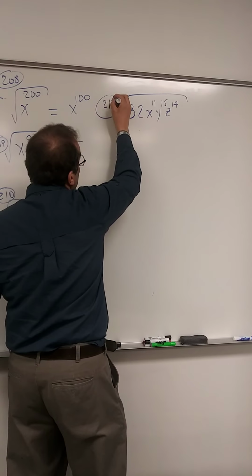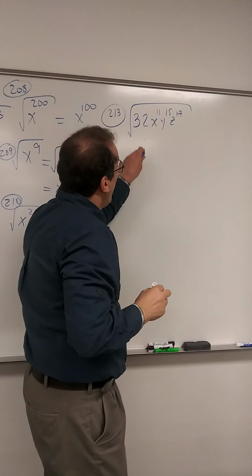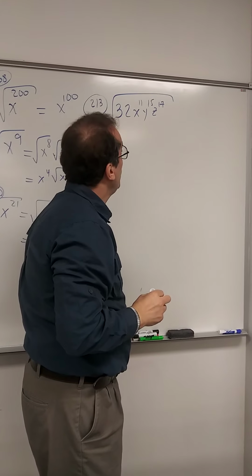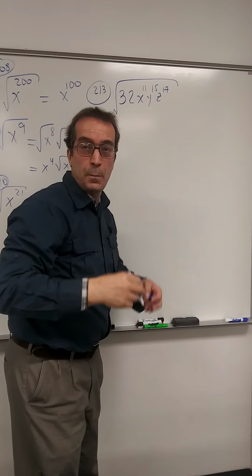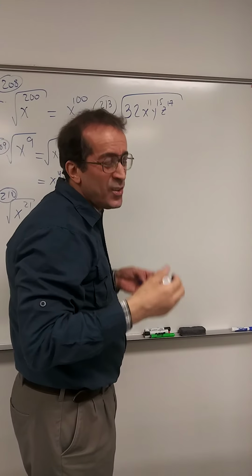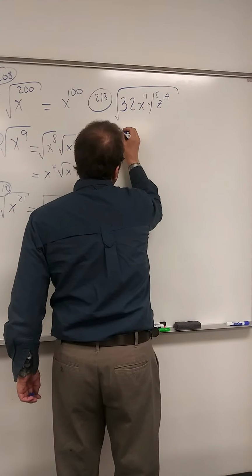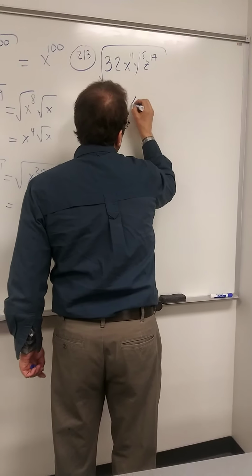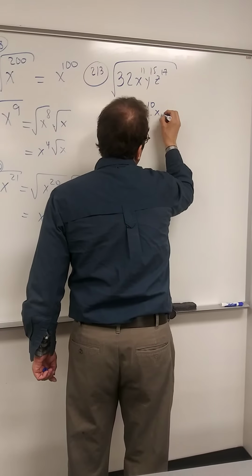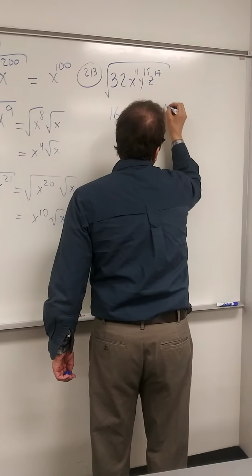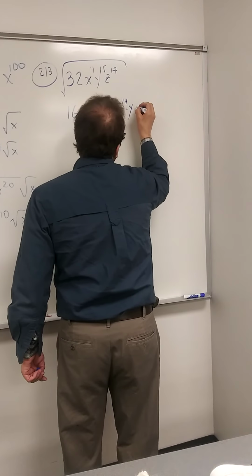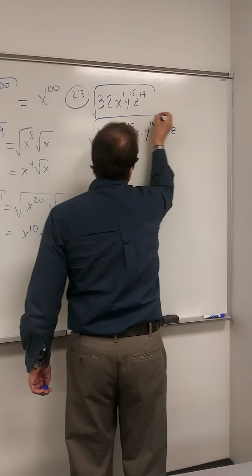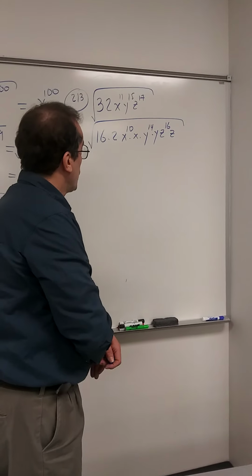For problem 213, none of these is a perfect square. 32 is not a perfect square. So what we need to do is split it up, write it as a perfect square times a small number like 2 or 3. We're going to write 32 as 16 times 2. X to the 11, that's an odd power, so we'll write it as x to the 10 times x. Y to the 15, y to the power 14 times y. And then z to the 17th will be z to the 16th times z. And all of this is under a square root.